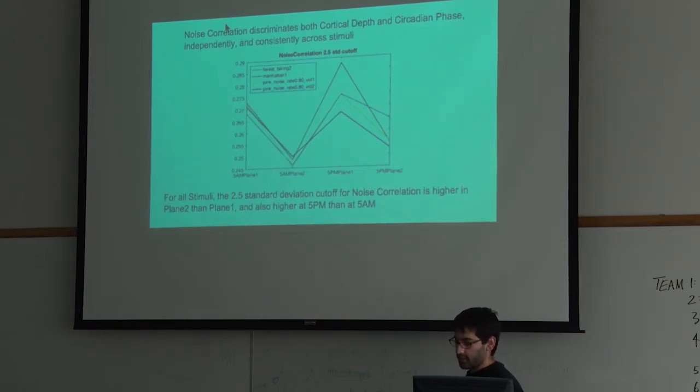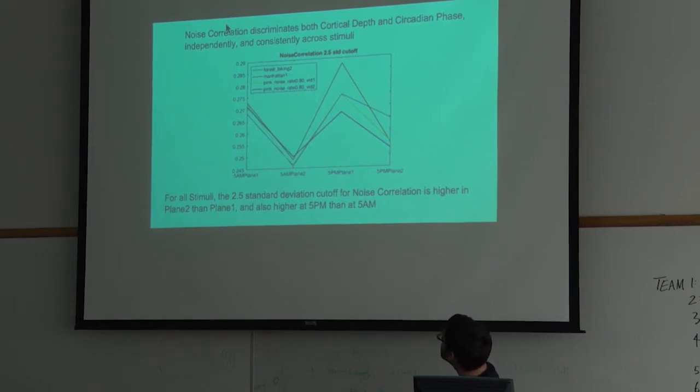We also decided to look at noise correlations. If you aren't familiar with noise correlations, it's a way where you subtract away the average response to the presented stimuli. And we notice, again, invariance to choice of stimuli. Noise correlation itself gives you the information to discriminate cortical depth, which would be the comparison between plane one and plane two, if you number these from one to four, where one and three are plane one, and two and four are plane two. So the comparison would be one and two. And then you can also discriminate circadian phase, which would be the 5 a.m. versus 5 p.m.